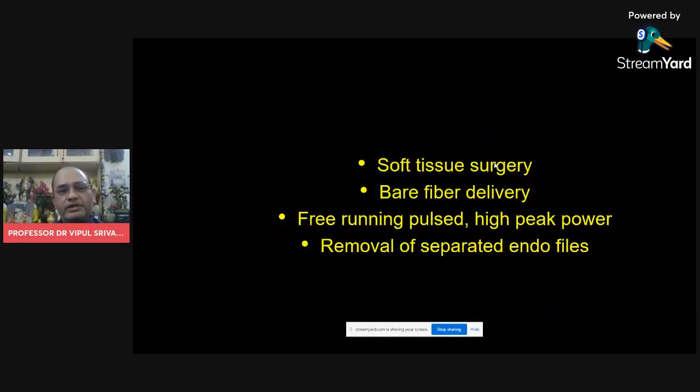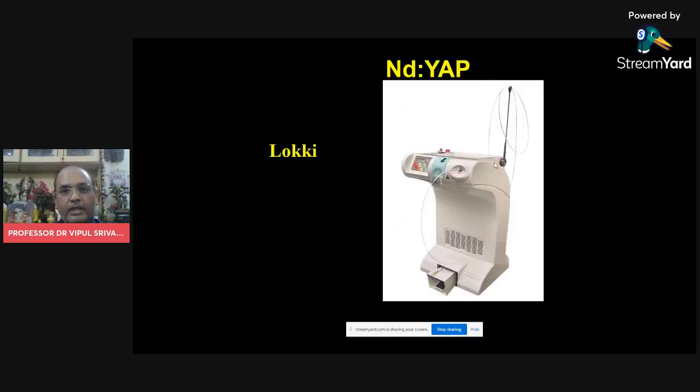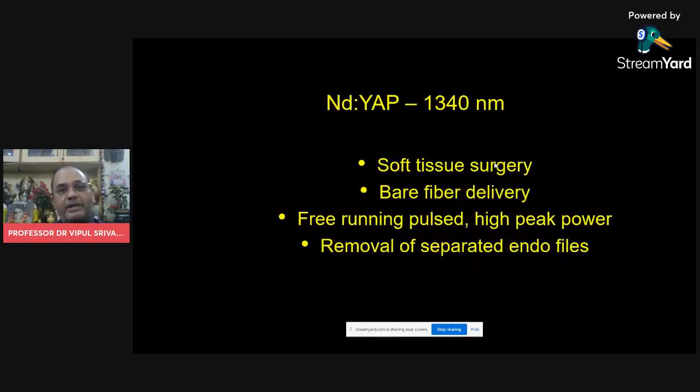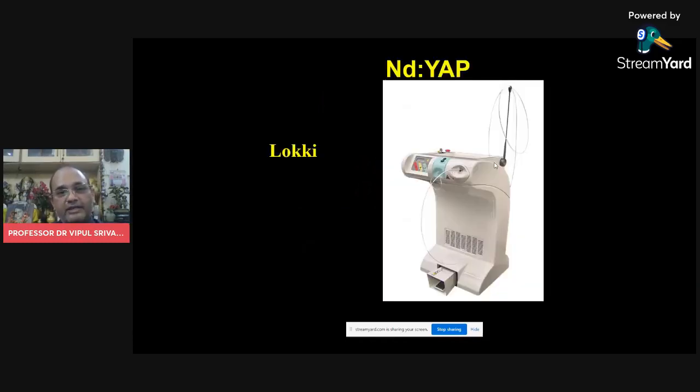So what are the uses? Soft tissue surgery, bare fiber delivery, free running pulse, high peak power, removal of separated files. Okay, this is something about the Nd:YAG laser. This is another wavelength, which is again not very popular. It's a soft tissue laser. Very futuristic design. If you notice here, Loki is the company which is marketing. It's a French company, and they have a very limited market and very limited users, but a very futuristic design.